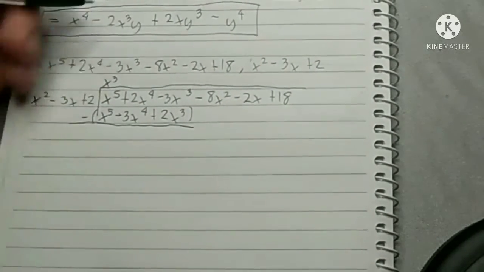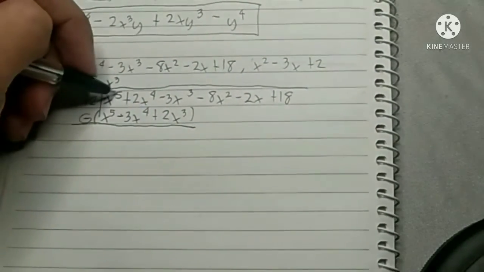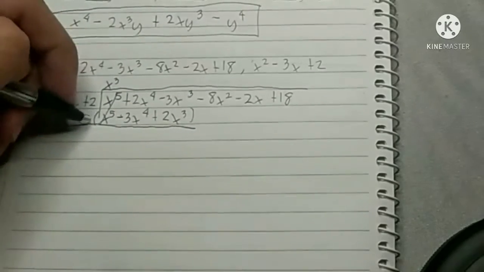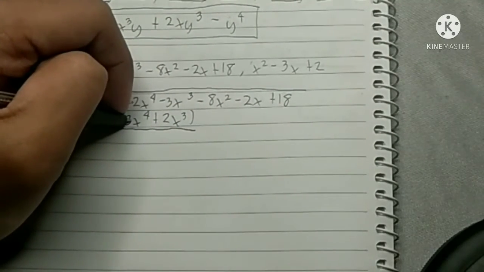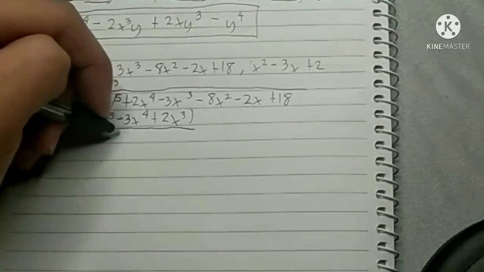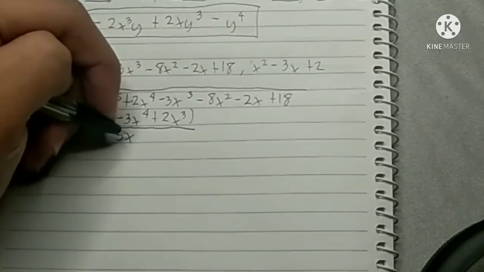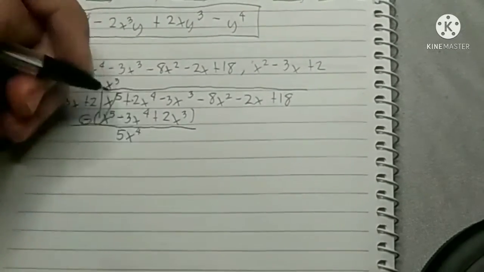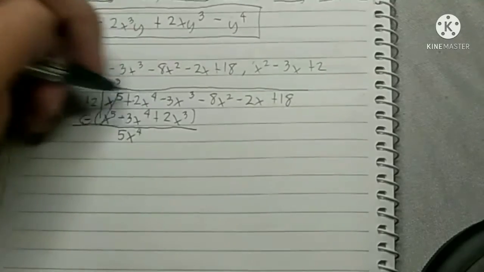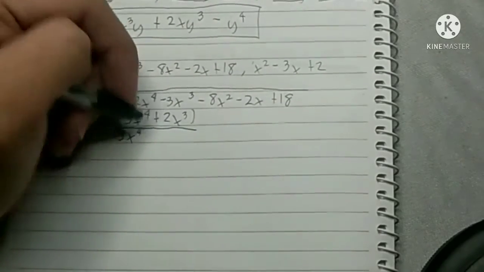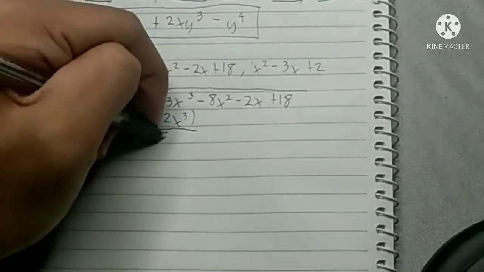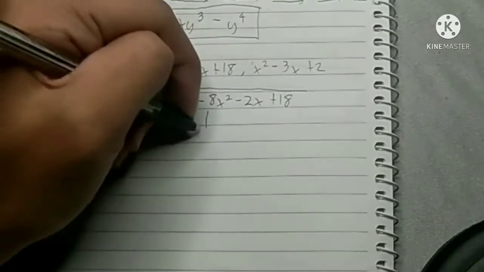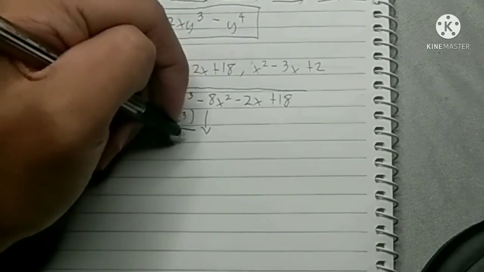And now we can start to subtract. So x raised to 5 minus x raised to 5 is equal to 0, so we can cancel it. So positive 2x raised to 4 minus negative 3x raised to 4, the negative 3x raised to 4 will become positive. So we will have 5x raised to 4. Then negative 3x cubed minus positive 2x raised to 3 is going to be negative 5x cubed. Then we bring down our negative 2x squared.